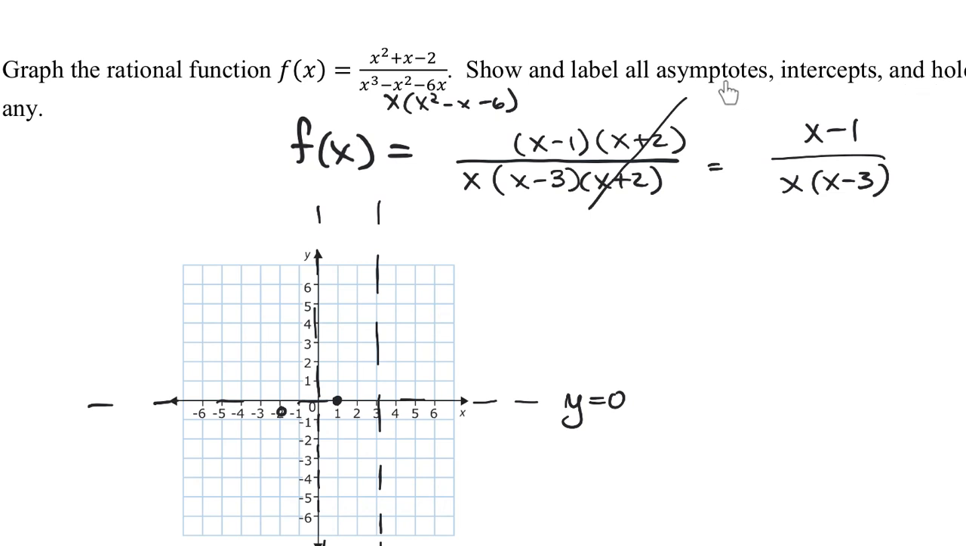In the directions where it says label all asymptotes, intercepts, and holes, that's what this is. There's a hole in the graph right there. That's what it means by find all the holes in the graph. And I'll just piece the graph together. Let's start on the right side again.